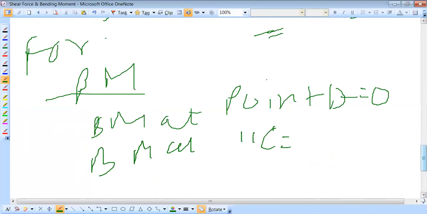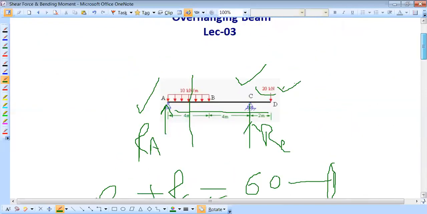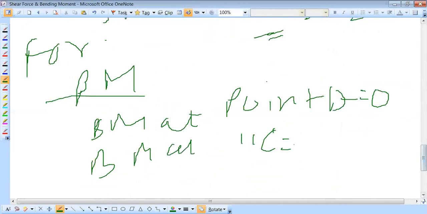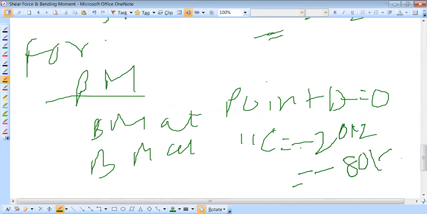Here we can look at the figure again. Then 20 into 2, the 20 is in the downward direction. 20 into 2 means 40. That means minus of 20 into 2 is equal to minus 40 kilonewton in the downward direction.